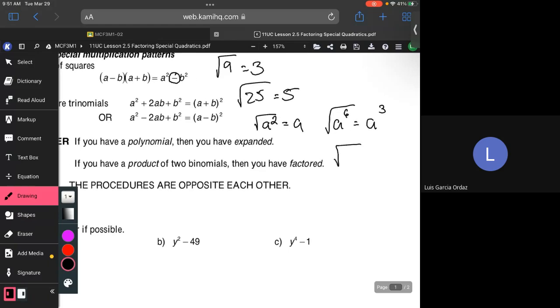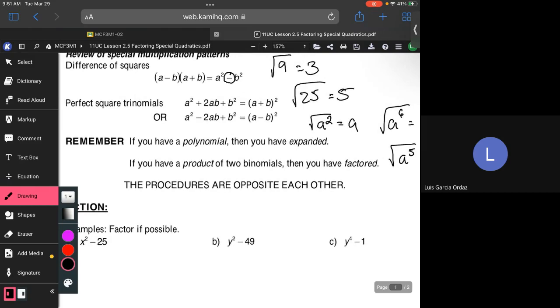Do we have a square root of a to the 5? No, because when I divide 5 by 2, I get a fraction. So this would be 5 over 2, but we're not going to worry about that. All of the exponents that we're going to use will have a perfect square. So that is the difference of squares. That is the easiest one. Whenever you factor out a difference of squares, you're going to have two brackets. One bracket is going to have a subtraction, and one bracket is going to have addition.